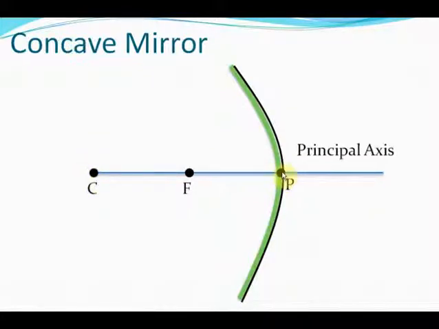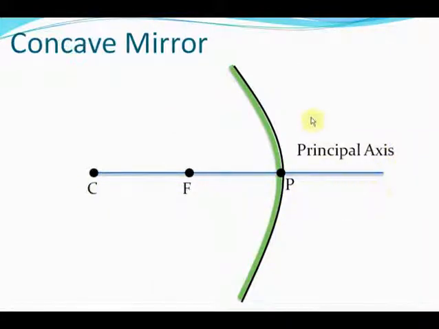The middle point of the piece is called the pole, P here, and there's a point called the focus between the center of curvature and the pole, and we'll talk a lot about this point, the focus, later on as we proceed. And the line that joins the center of curvature, this focus, and this pole is called the principal axis.